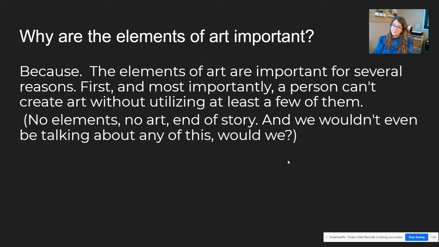Why are the elements of art important? They are important for several reasons. First, they are most important because a person cannot create art without utilizing at least a few of them. No elements, no art. End of story. And we wouldn't even be talking about it today if you didn't have elements.